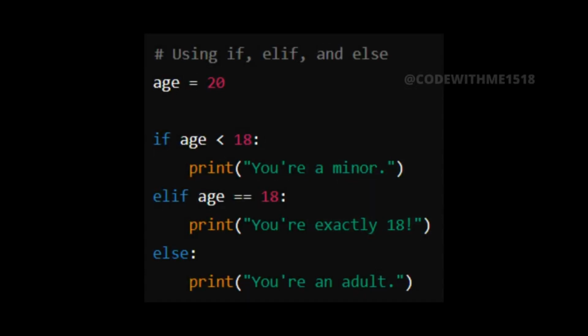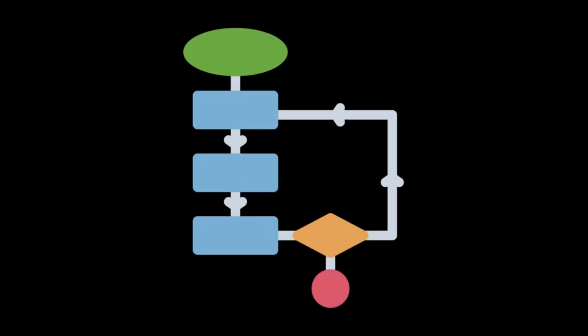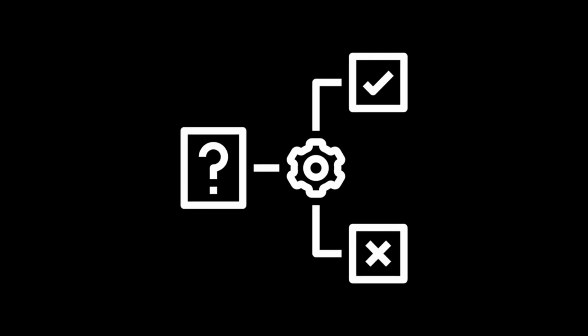See how that works? The if statement checks a condition, and if it's true, the code block under it runs. If not, it moves to elif and finally else if none of the conditions are true.